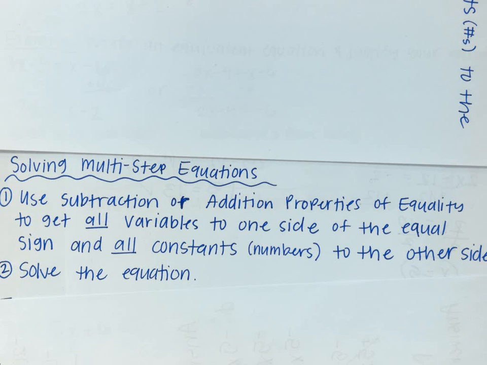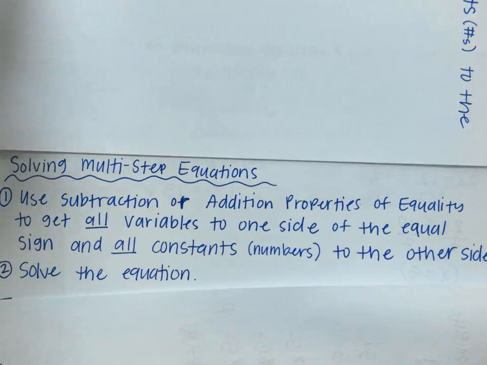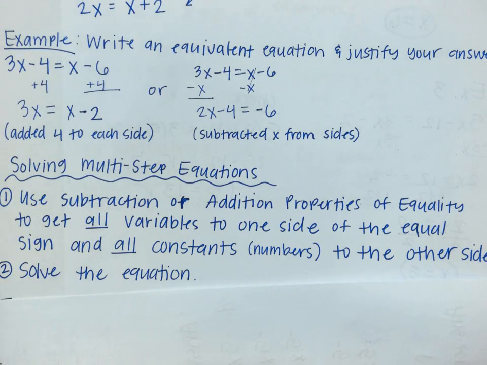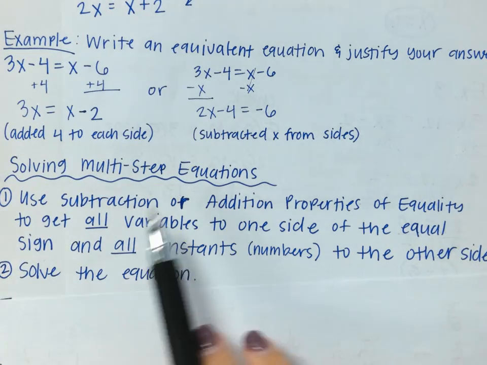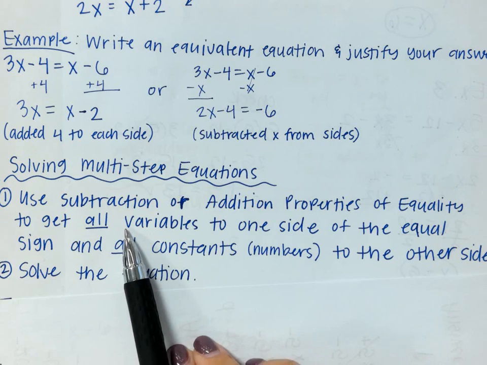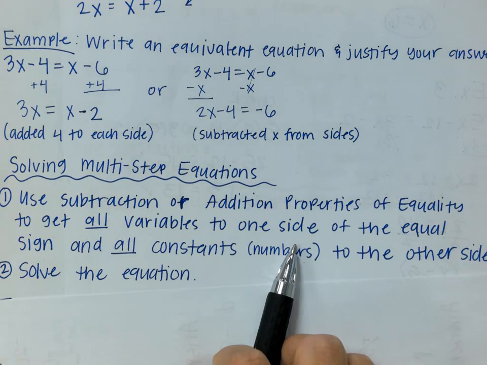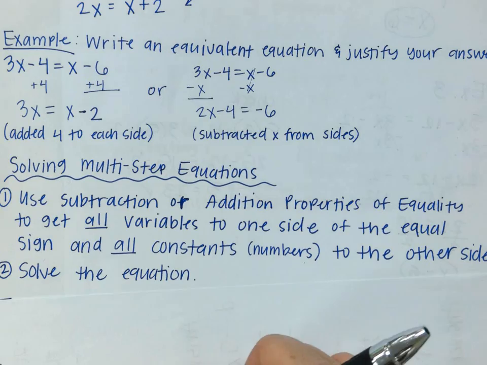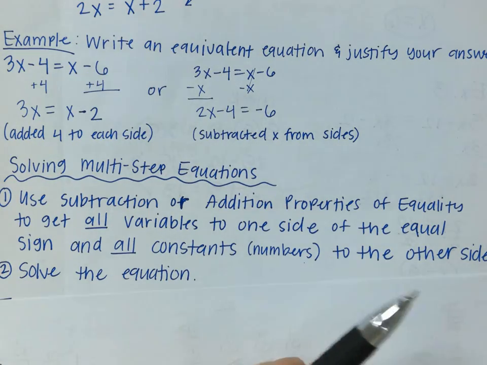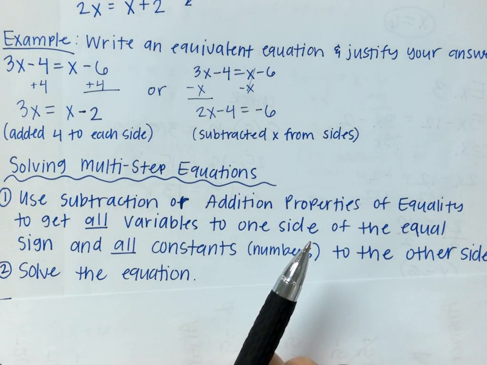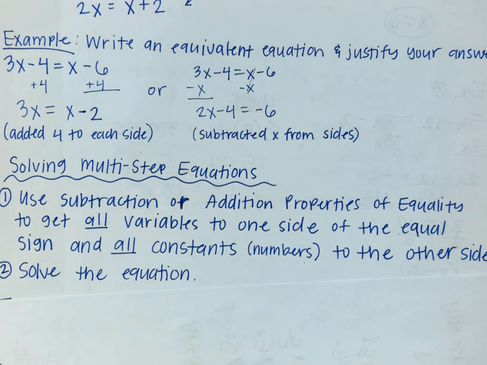Are we done copying? Alright. So, we are using only the subtraction or addition properties of equality so that we can get all of my variables on one side of the equal sign and all of my constants on one side of the equal sign. Okay. Once I do that, then I can start using my multiplication and division properties of equality to solve for x. Okay. So, I will only be adding or subtracting in order to get all constants on one side and all variables on one side. Once I do that, then I can multiply or divide to solve for x.